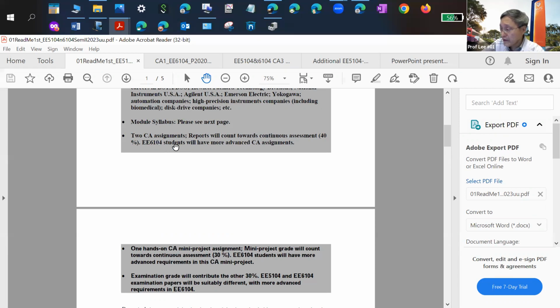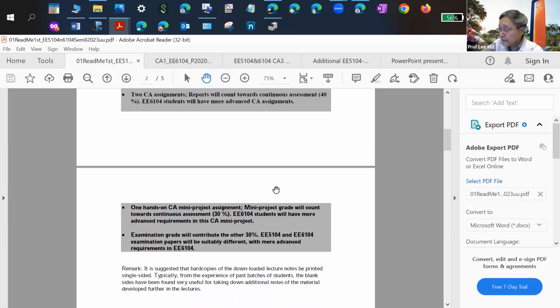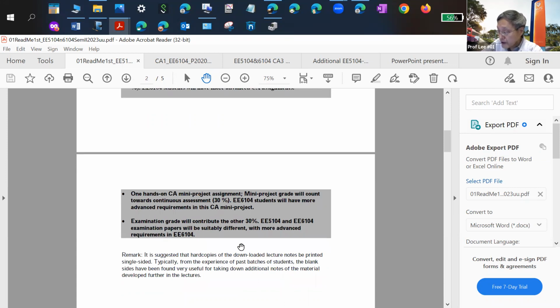So CA1 from me is worth 20%, CA2 from Prof. Ho is worth 20%. Then from my part, there is a CA3, and that's worth 30%. So 40% plus 30% is 70%. There will be the final exam. Remember, we've said the final exam will be in person, face to face, in an exam venue in NUS, and that exam will be worth 30%.